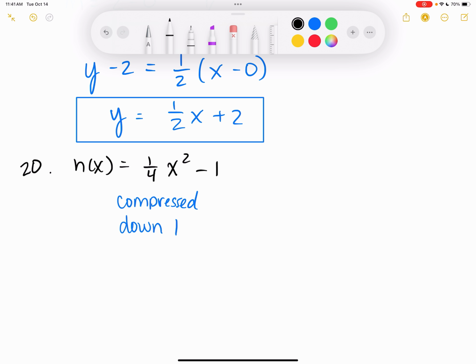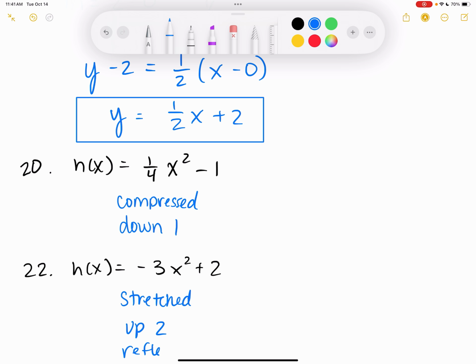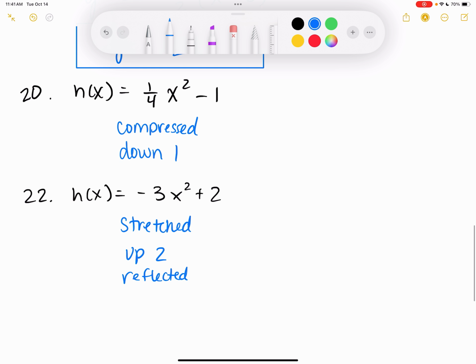22. h of x is equal to negative 3x squared plus 2. So what's happening to this one? It's stretched up, and reflected. If there's no parentheses, it can't be moving right or left. So this part's just review from last chapter, getting us ready for the rest of the stuff in this section.